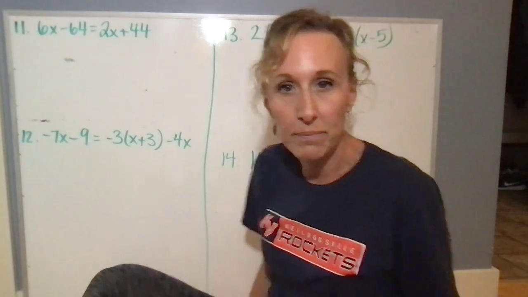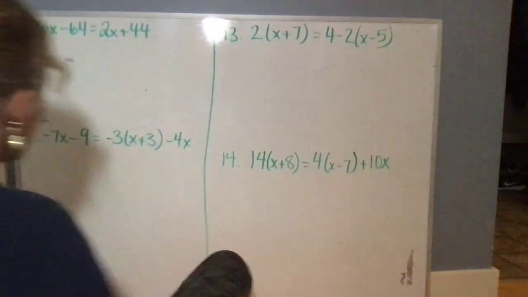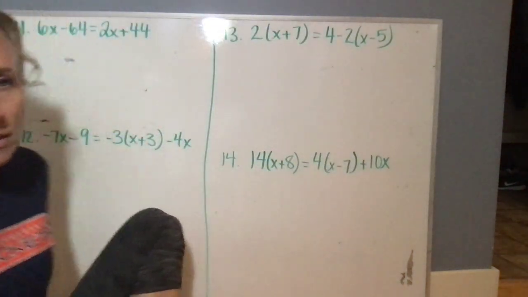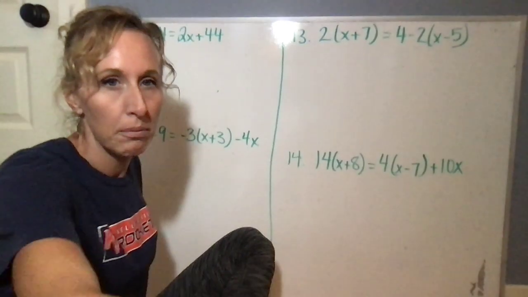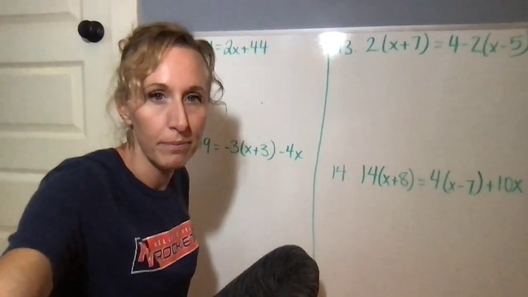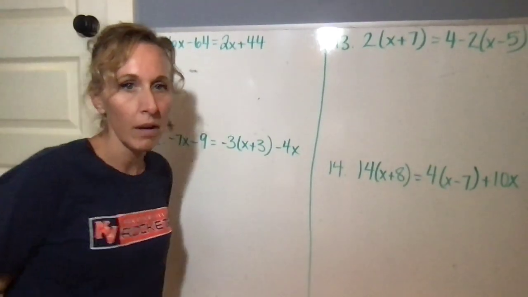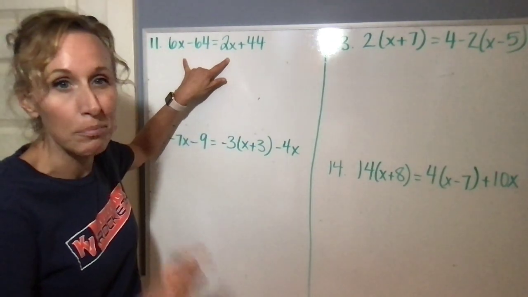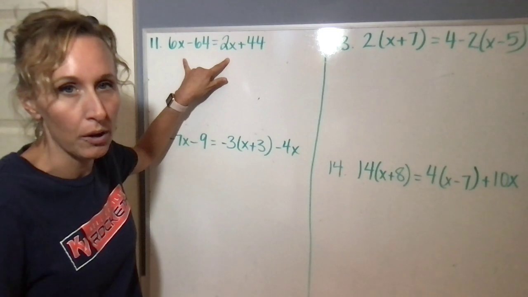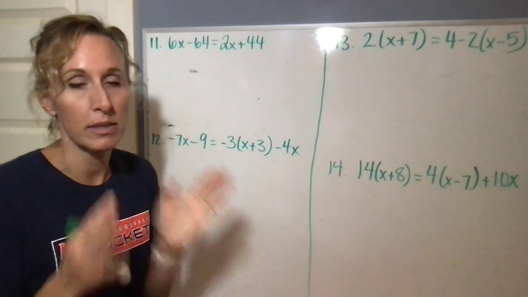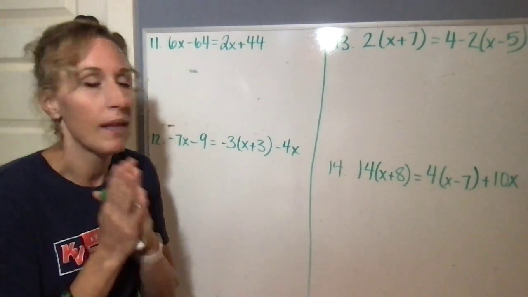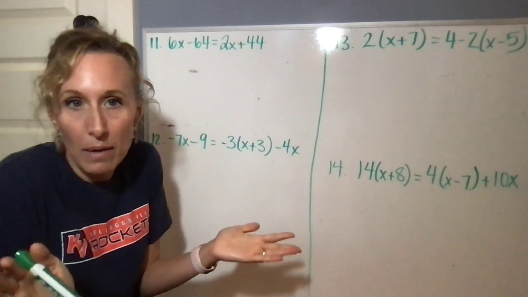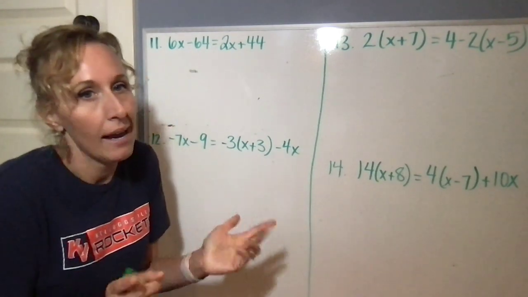Let's start with 11. So on 11 is our first time in this video where we have variables on both sides of the equal sign, okay? So if we have variables on both sides of the equal sign, that means we need to cancel one of them out, okay? You can't have both.